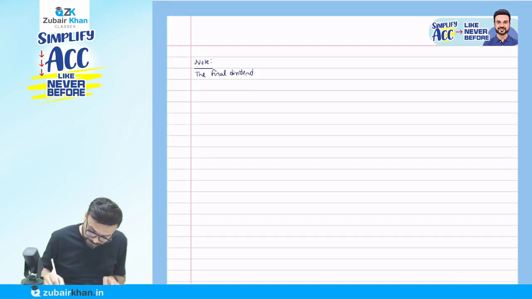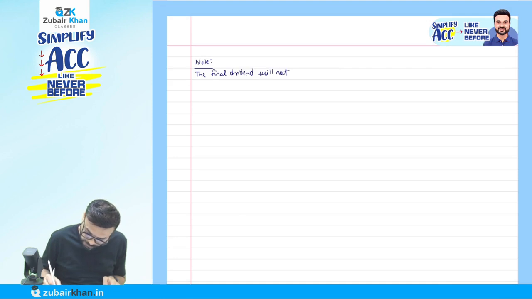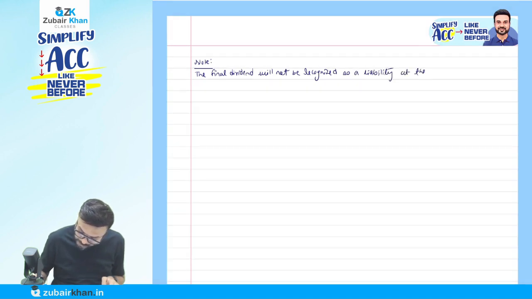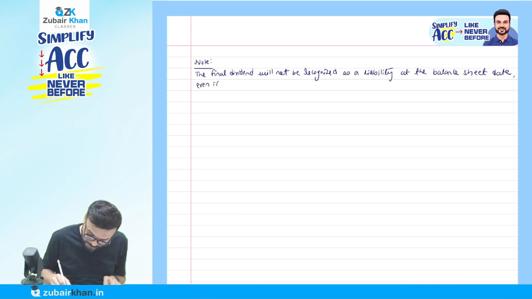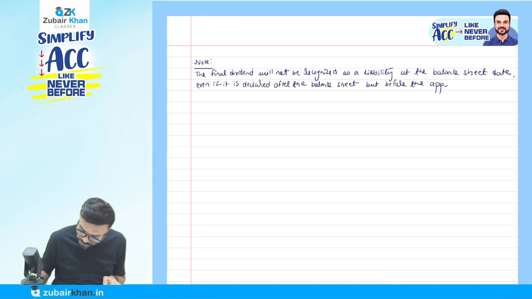The final dividend will not be recognized as a liability at the balance sheet date, even if it is declared after the balance sheet date, but before the approval of the financial statement.